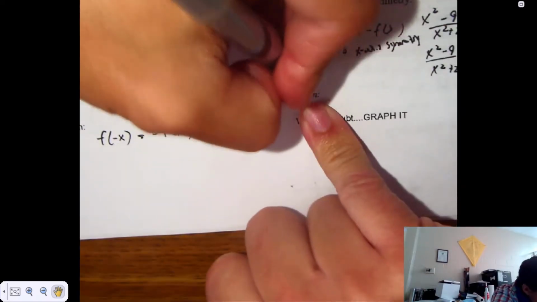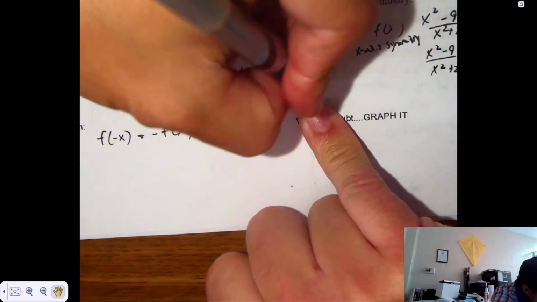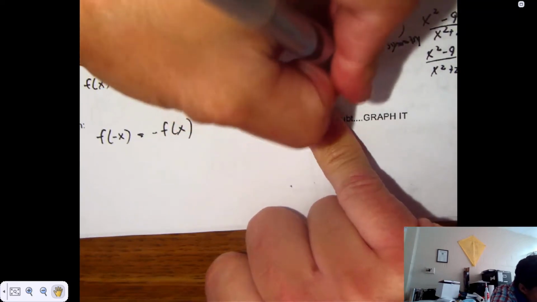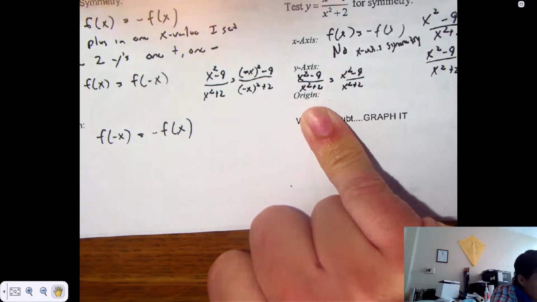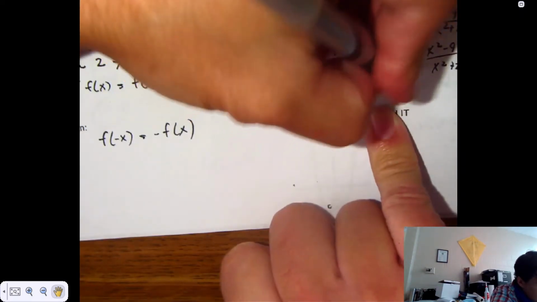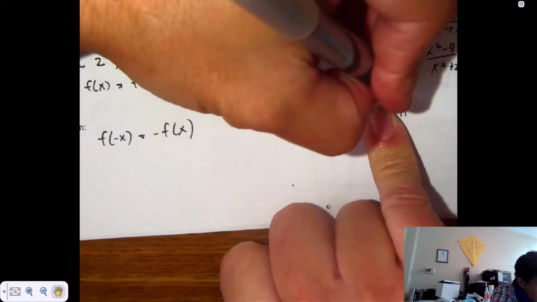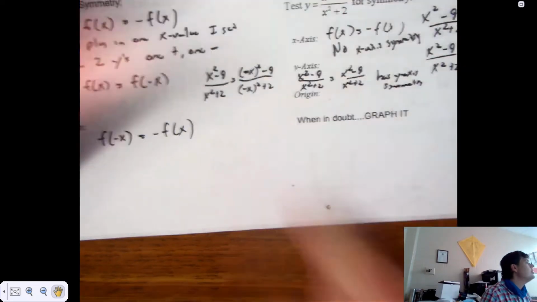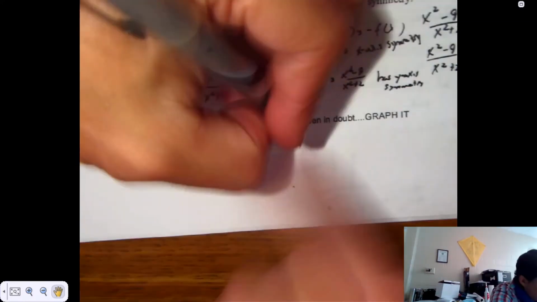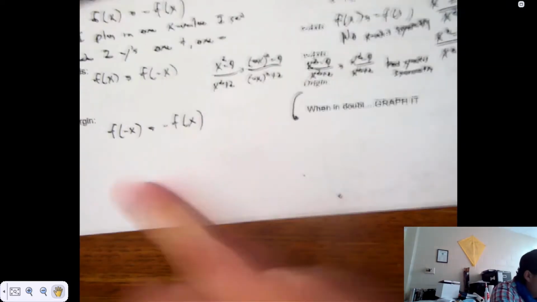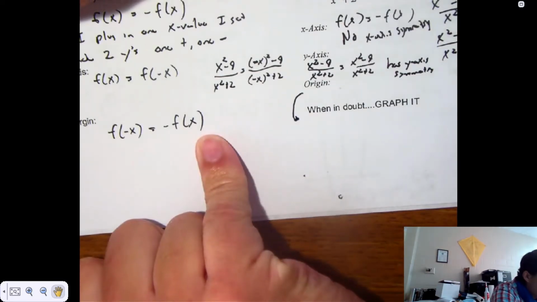So what we see is that x squared minus 9 over x squared plus 2 is equal to x squared minus 9 over x squared plus 2. Without looking at the graph, we already know that this thing has y-axis symmetry, because the two equations are identical to each other. And the last one is a check for origin. We've got f of negative x equal to negative f of x.